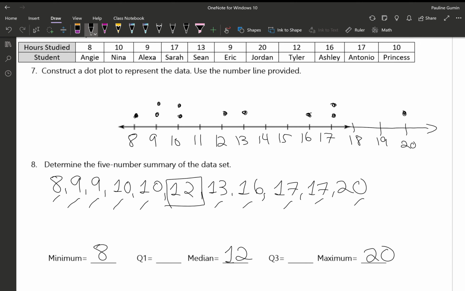Next, we need to find Q1, quartile 1, which is the median of the left, and quartile 3, Q3, which is the middle of the right. So let's do it. Cross one number off on each side. The median of the left is 9, so quartile 1 is 9. Let's do the same thing on the right. And 17 is quartile 3, the median of our right side. Onwards we go.